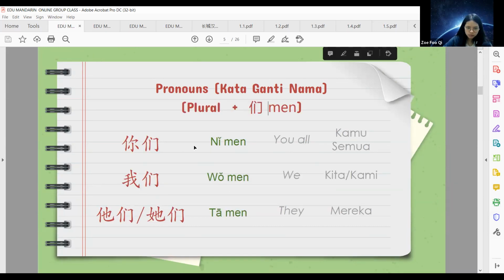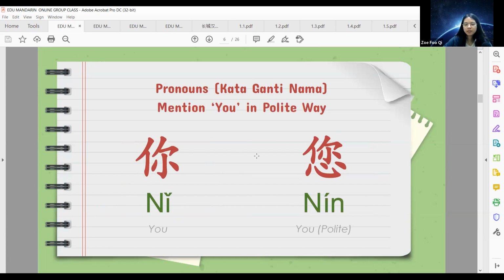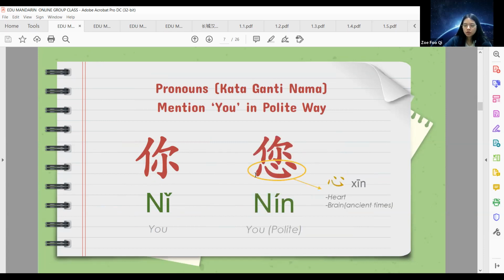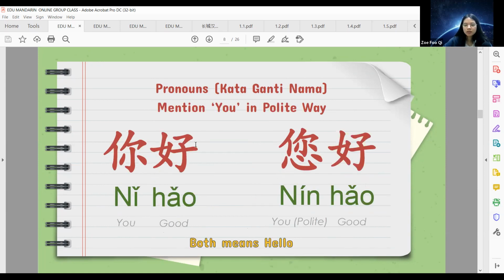Okay, so this one is two different groups of people. Then for this one, it is 你, 你, and 您. So this one, 您 is actually used when you talk with someone that you respect. It is very polite if you want to use it with people that you respect. So use 您. Okay, so 你好 and 您好.